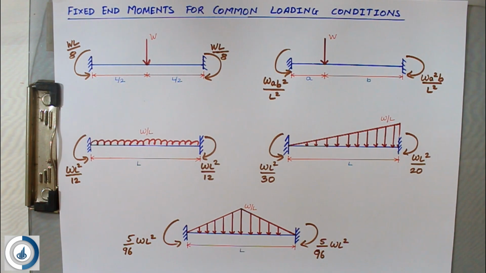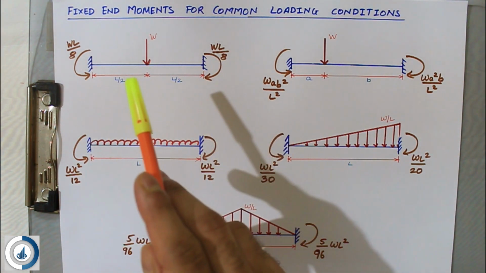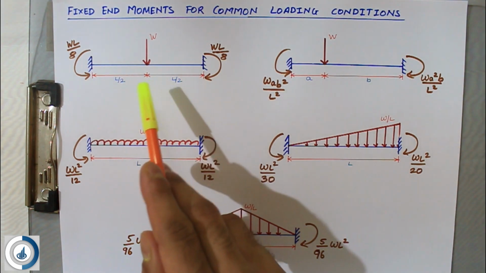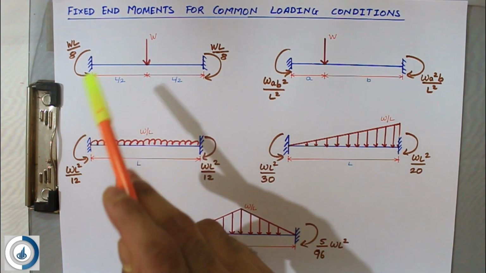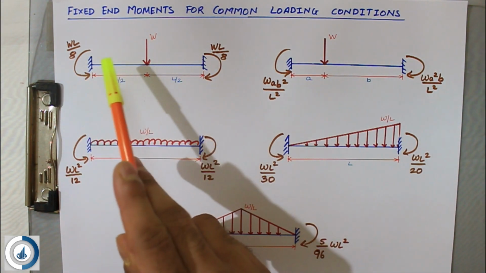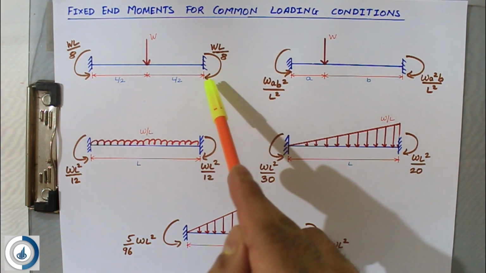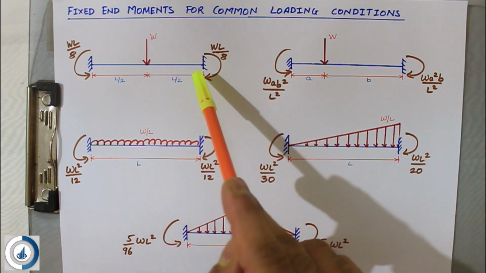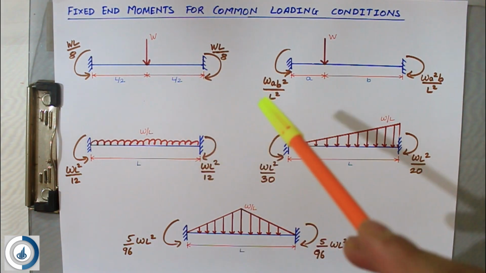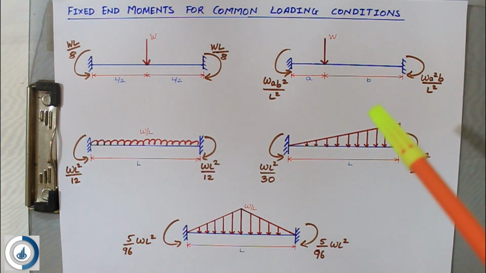common loading conditions. Okay, so here the first case I have taken is a fixed beam having a point load at the center. Here the fixed end moment given is WL by 8. Okay, so for this end it is WL by 8. So for the right hand side it is WL by 8. So it is rotating anti-clockwise, this is rotating clockwise. So for every fixed beam there will be 2 moments. One will be rotating anti-clockwise and another will be rotating clockwise.